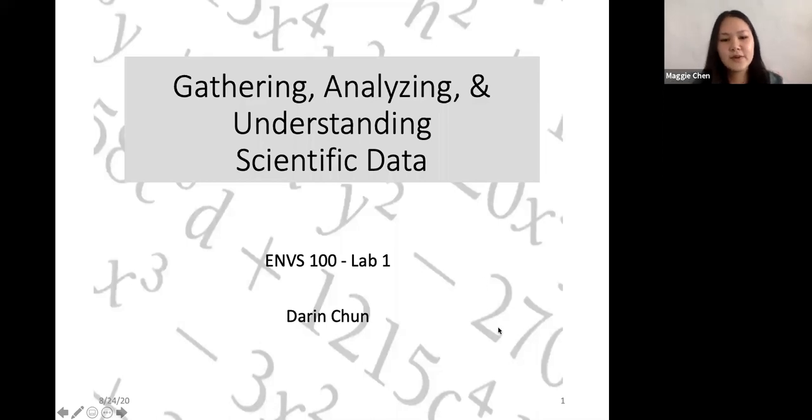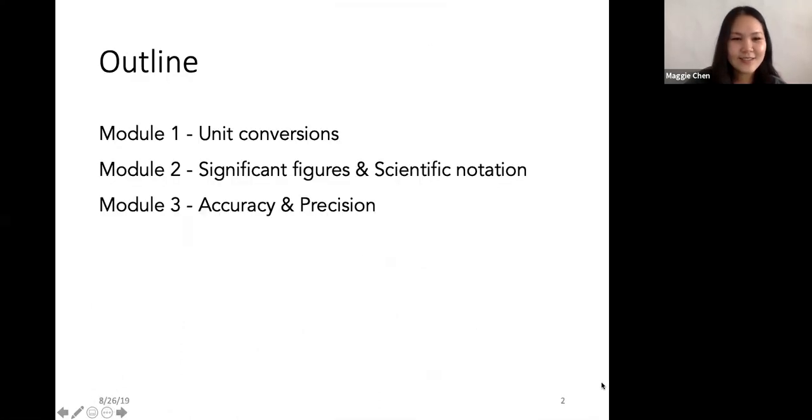All right, so Lab 1, gathering, analyzing, and understanding scientific data. Super important to have context for what we're looking at. So that means we have to make sure that our numbers are written in a way that's understandable, our units are right, and this PowerPoint was created by our lab manager, Darren Chen. So I'll just be going over this.